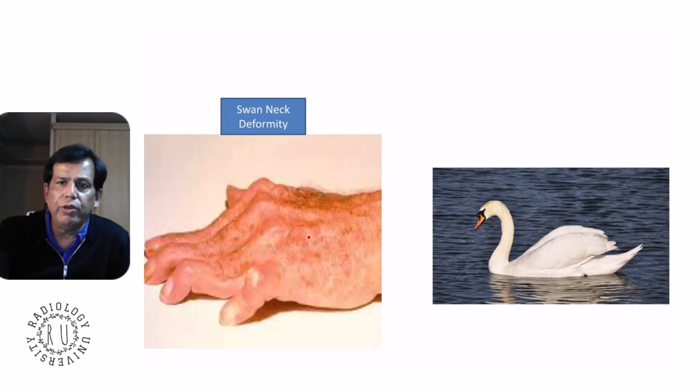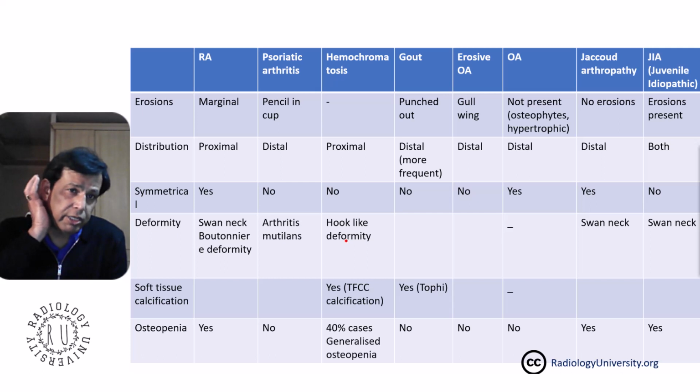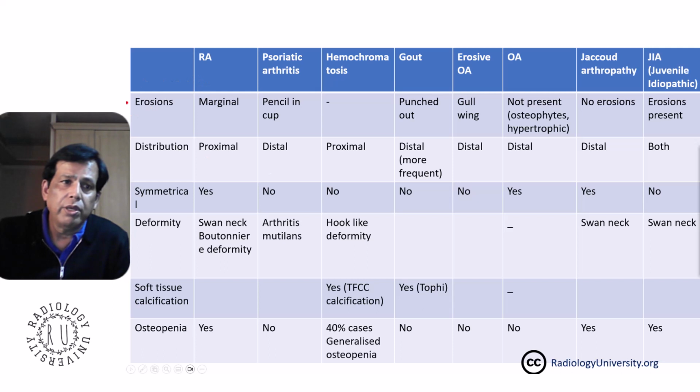Yeah. So now we look at our flow chart for polyarthritis. You can see a flow. It's a slightly busy chart, but if you look at the left hand side, we have the main criteria of erosion, distribution, whether it is proximal or distal, symmetrical or asymmetrical, deformity as we discussed, soft tissue, and how the osteopenia is. So these are the main criteria, 1, 2, 3, 4, 5, 6, where we can now start evaluating our case.